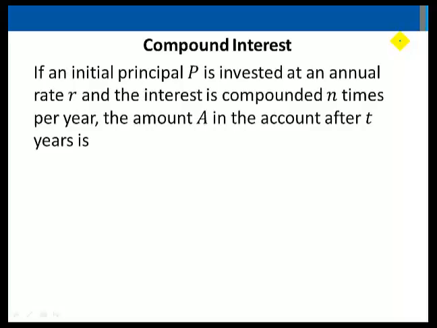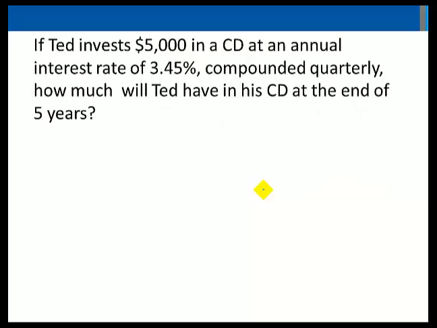Compound interest. If an initial principal, P, is invested at an annual rate R and the interest is compounded n times per year, the amount A in the account after T years is A of T equals P times (1 plus R over N) raised to the power of NT. And here we are talking about money, for example, in a savings account. Or you could use this formula to determine the amount owed on a credit card balance that goes unpaid for a period of time. Let's look at an example.